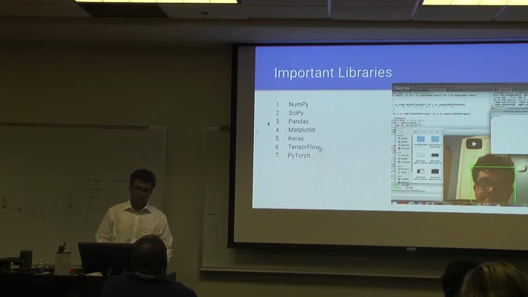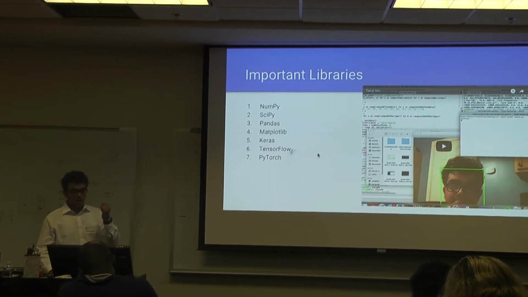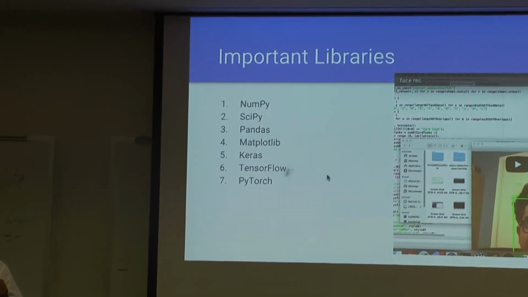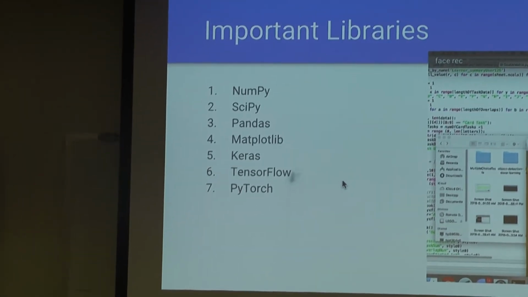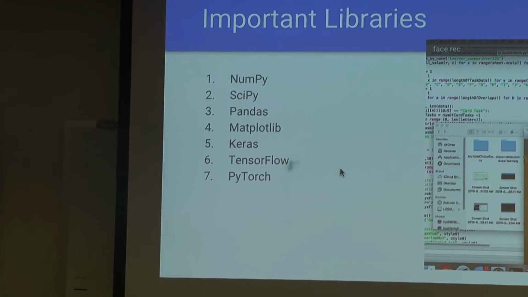Okay, so some important libraries to know, this is just limited to Python. I know we're a little short on time. They are NumPy, SciPy, Pandas, Matplotlib, Keras, TensorFlow, and PyTorch. And the first three are strictly for data science.